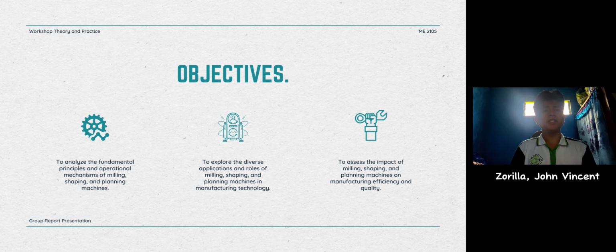So now, we are here to discuss the objective of this group report. It is to provide practical understanding of planer, shaper, and milling machines during workshop operations. More specifically, it is intended to do the following: to analyze the fundamentals, principles, and operational mechanisms of milling, shaping, and planing machines; to explore the diverse applications and roles of milling, shaping, and planing machines in manufacturing technology; to assess the impact of milling, shaping, and planing machines on manufacturing efficiency and quality. So those are the objectives of this group report.